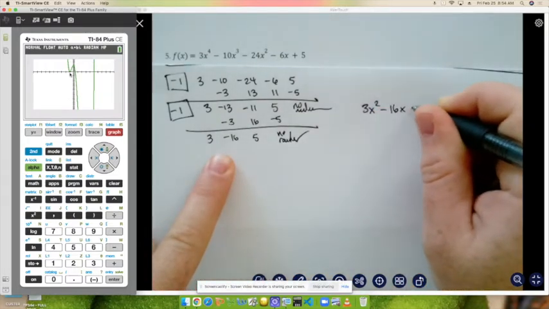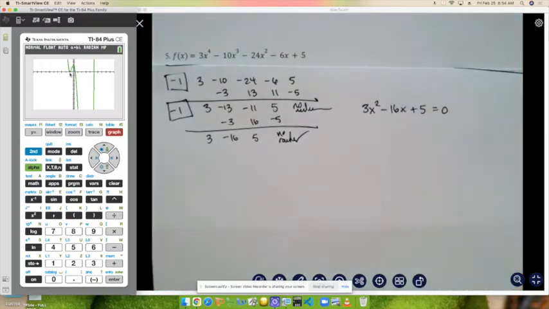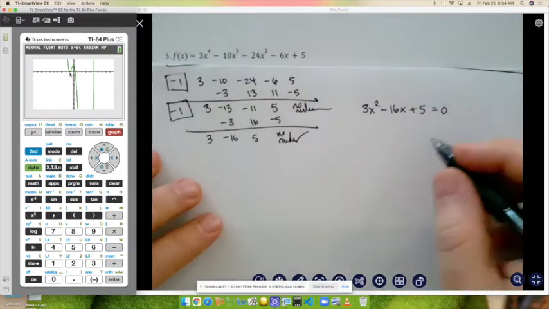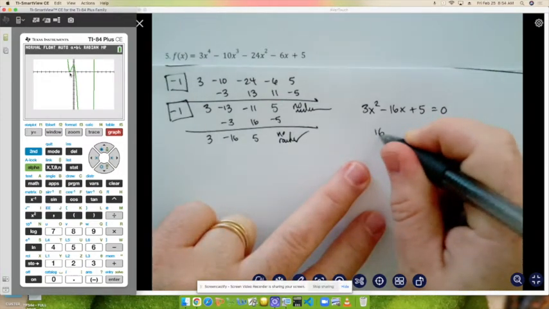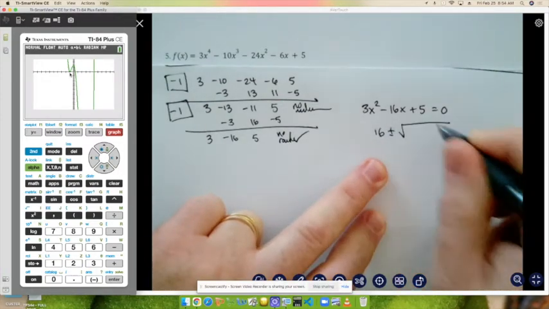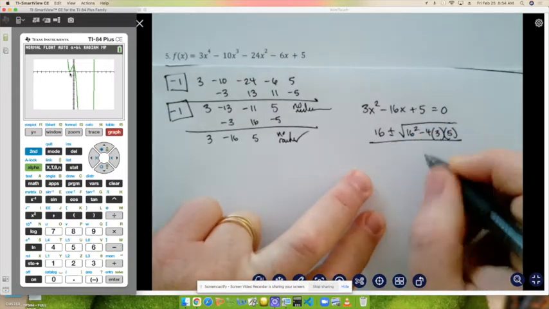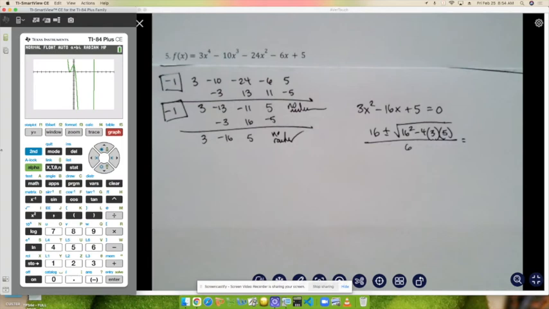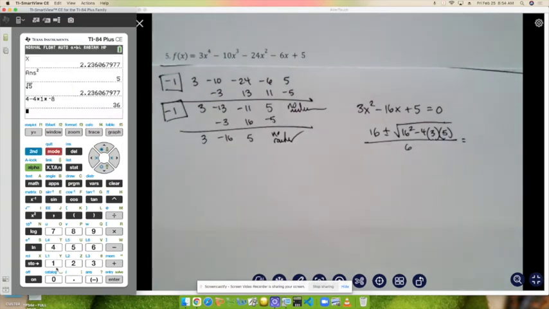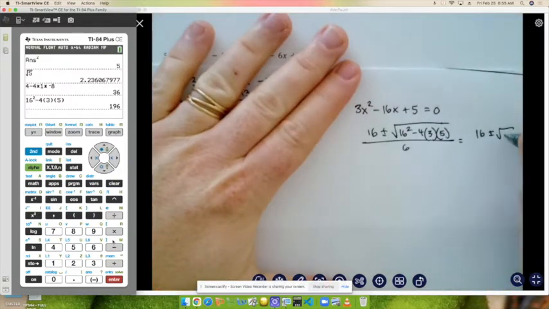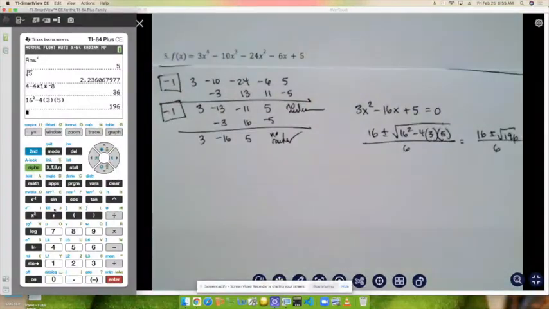Now the result is going to be a quadratic, and just throw those numbers into the quadratic formula. So -b plus or minus the square root of b squared minus 4ac, all over 2a. I need help with my calculator because I don't know what 16 squared is. But I'm going to subtract 4 times 3 times 5. All right, that's the number 196. So we're talking about 16 plus or minus the square root of 196 over 6.